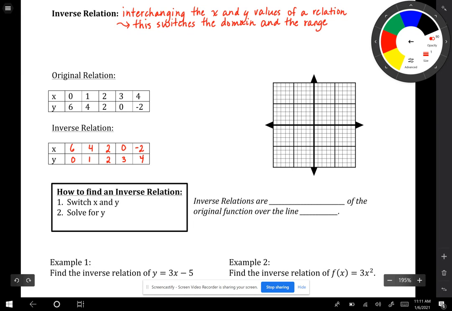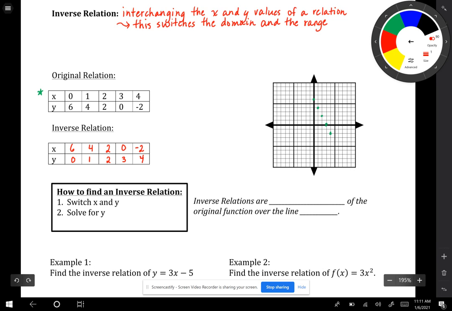Let's graph each one. We are going to graph the original relation, and I will graph that in, say, green. So we're going to plot these first in green. Notice we have 0, 6, then 1, 4, 2, 2, 3, 0, and 4, -2. We are not going to connect them as this is not a function. It is a relation, so some ordered pairs. We don't connect them when it's just a relation.